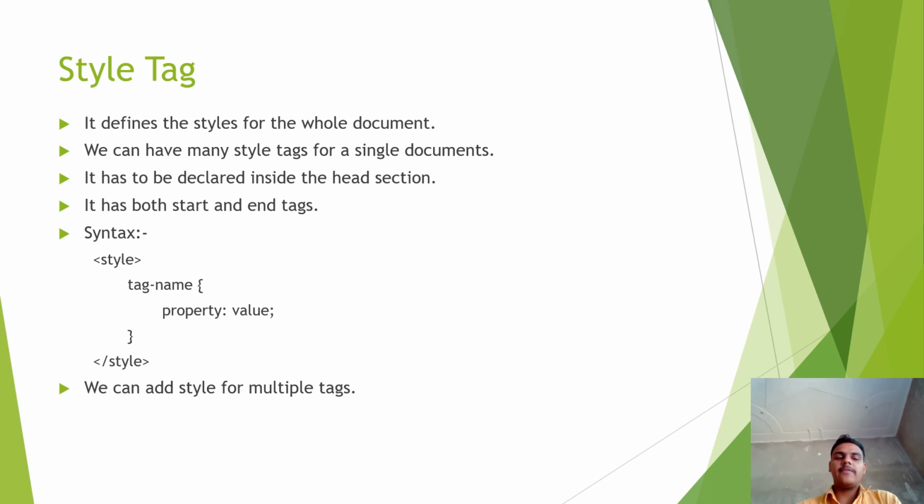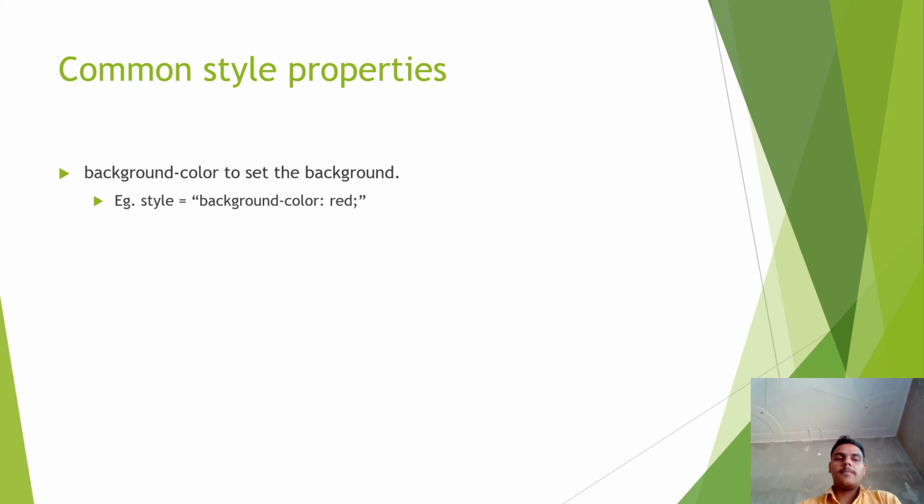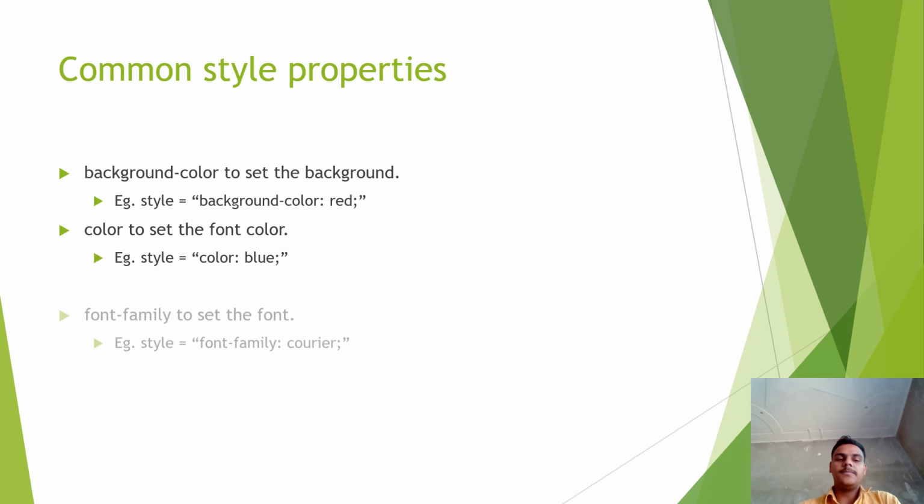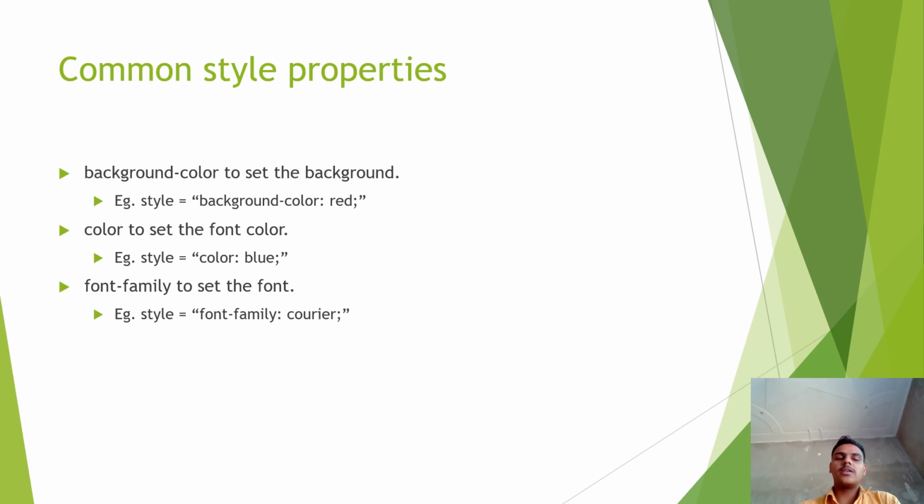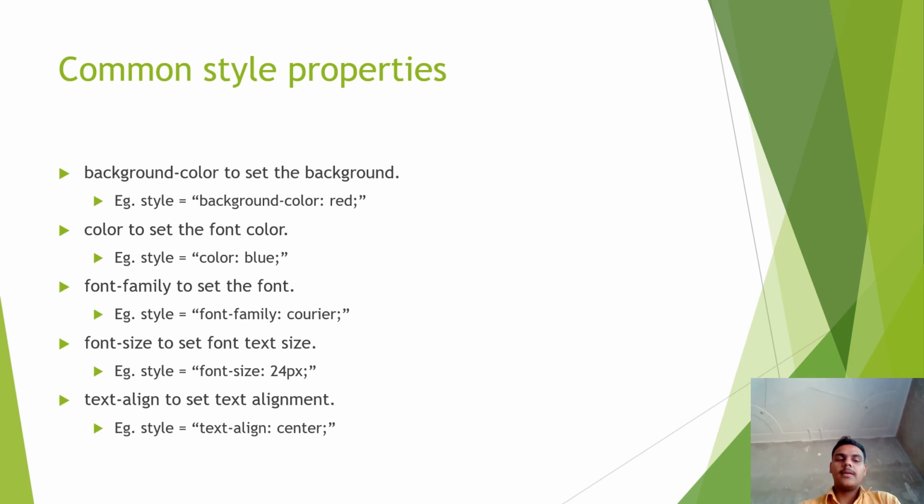We can add style for multiple tags, and multiple attributes for the tag. Common style properties. Background color is used to set the background. Color is used to set the font color. Font family is used to set the font. Font size is used to set the font text size. Text align is used to set the text alignment.